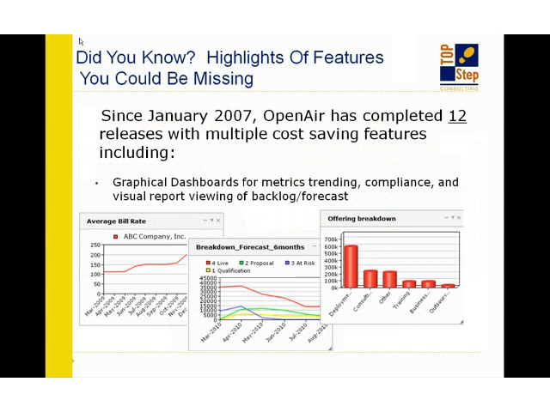So let's go through some highlights. What you may have missed in the past year. Since January 2007, so I'm going back a couple of years now, OpenAir has completed 12 releases, and that's not including the one tomorrow. So tomorrow will be 13.